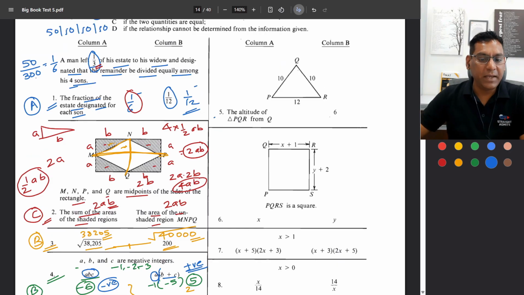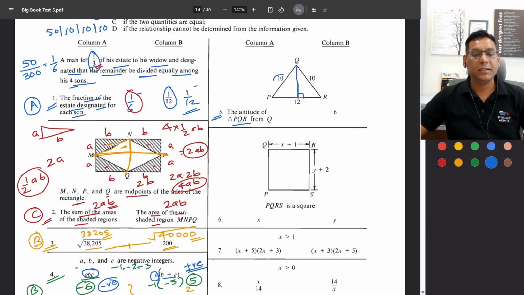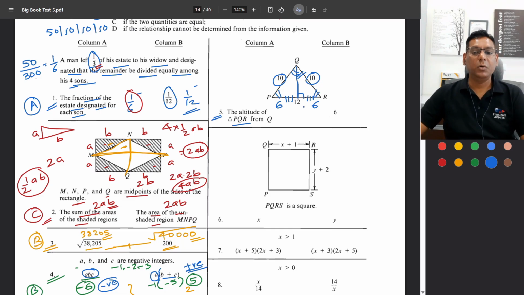Question number 5. The altitude of triangle PQR from Q. So from Q I draw an altitude, basically a perpendicular. What do I get? This is an isosceles triangle, 10, 10, two sides are equal. That means this altitude is going to divide this angle. Basically, this is going to be a symmetric figure. These bases are also going to be the same, so they're going to be 6 and 6. These angles are also going to be the same.